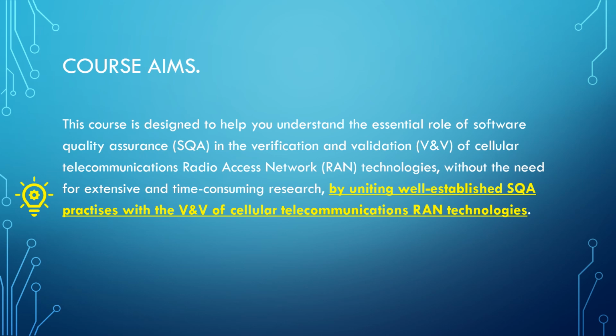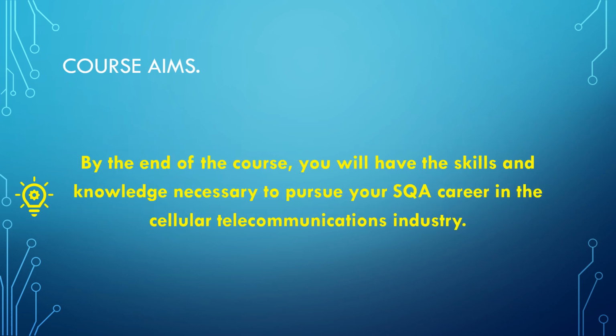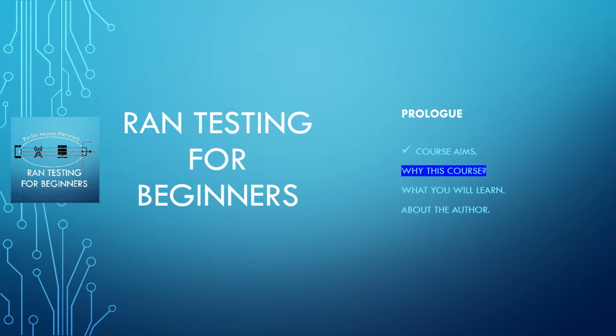This course is designed to help you understand the essential role of software quality assurance in the verification and validation of cellular telecommunications radio access network technologies without the need for extensive and time-consuming research by uniting well-established SQA practices with the verification and validation of cellular telecommunications RAN technologies. By the end of the course, you will have the skills and knowledge necessary to pursue your software quality assurance career in the cellular telecommunications industry.